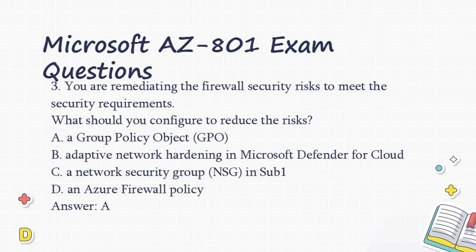3. You are remediating the firewall security risks to meet the security requirements. What should you configure to reduce the risks? A. A Group Policy Object, GPO. B. Adaptive Network Hardening in Microsoft Defender for Cloud. C. A Network Security Group, NSG, in Sub 1. D. An Azure Firewall Policy. Answer: A.